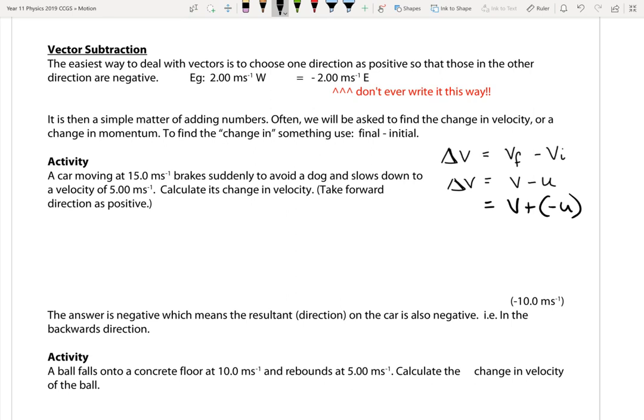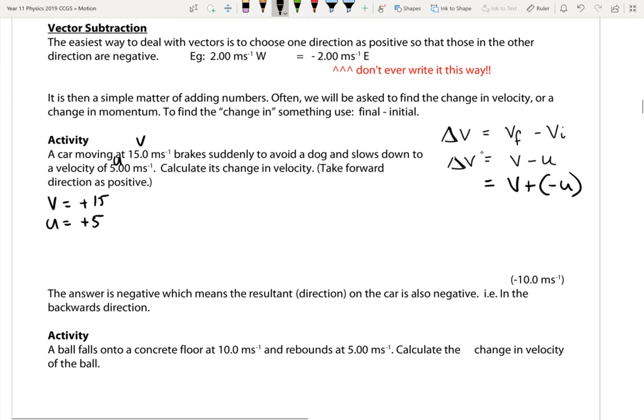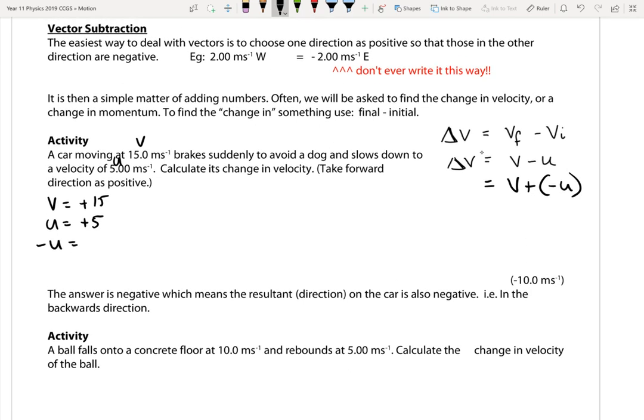So, have a look at this question. A car moving at 15 suddenly brakes, slows down to 5. So this is V, and this is U. Now here's what we're going to do. We're going to say, all right, V equals positive 15. U equals positive 5. It's still traveling in the same direction, but I'm now going to go negative U equals negative 5.